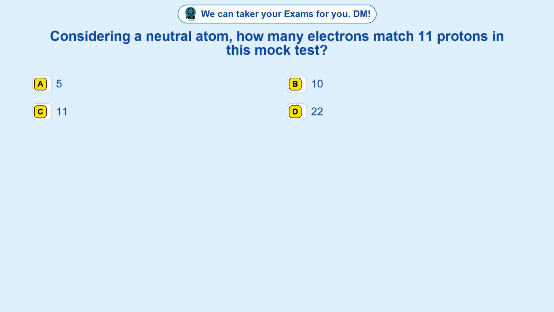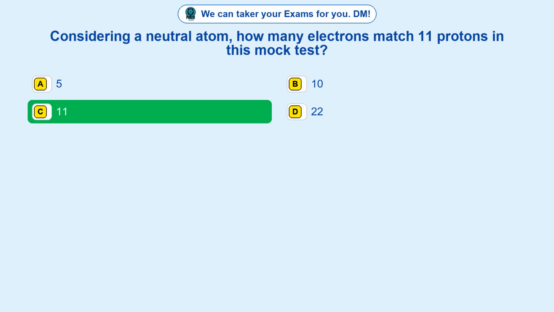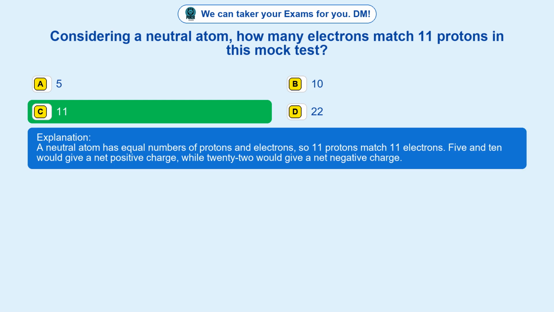Question 32. Considering a neutral atom, how many electrons match 11 protons in this mock test? Option A, 5. Option B, 10. Option C, 11. Option D, 22. The correct answer is option C, 11. A neutral atom has equal numbers of protons and electrons, so 11 protons match 11 electrons. 5 and 10 would give a net positive charge, while 22 would give a net negative charge.